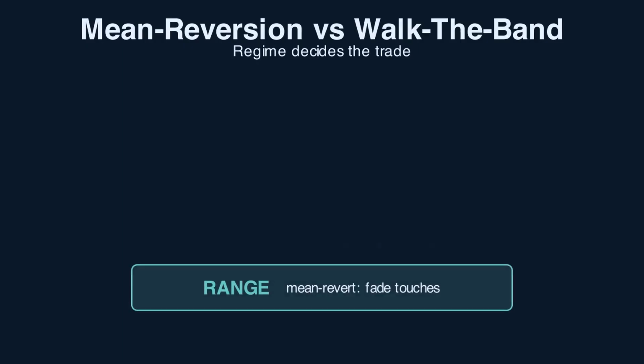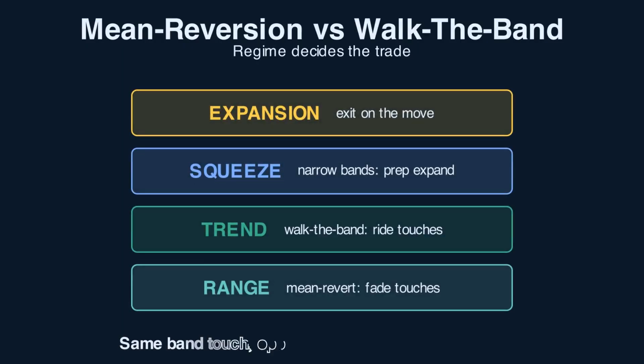Here's the regime framework. Bollinger Bands behave completely differently in three regimes. In a range, flat price, no clear trend, touches of the upper band tend to mean revert back to the middle band, and lower band touches do the same. Fading those touches is the textbook mean reversion trade, and it works.